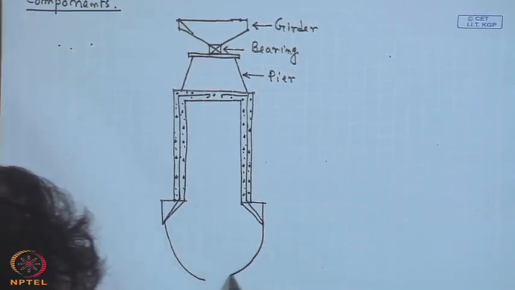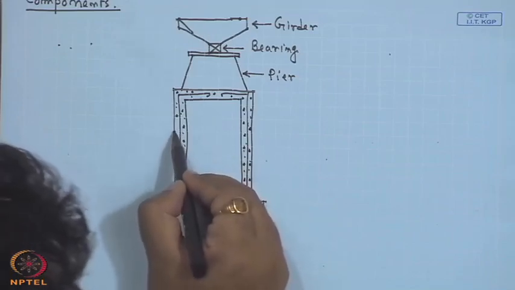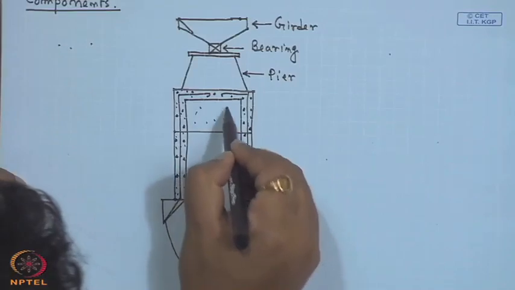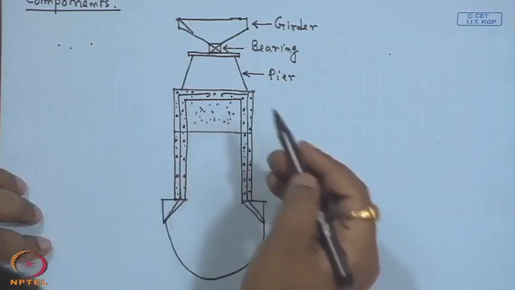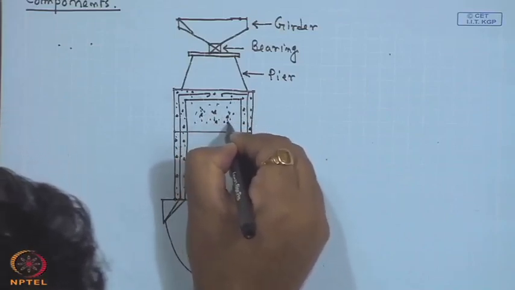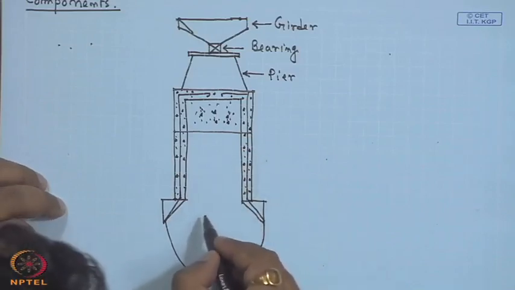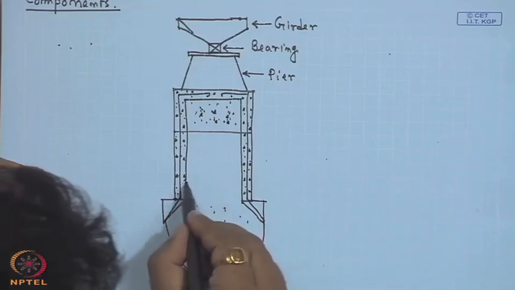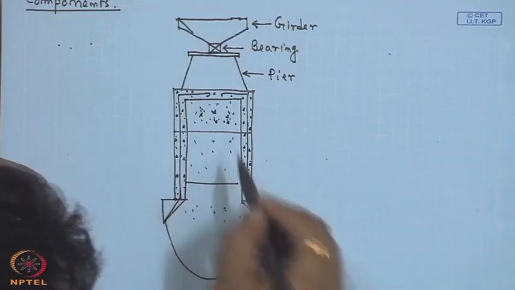Then this one is the bottom plug. So again this is the top plug, where the concreting is done, filled with concrete. Again this is the bottom plug. And here this is sand filling.